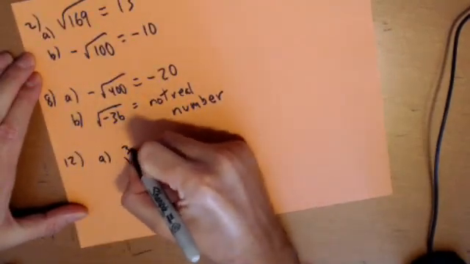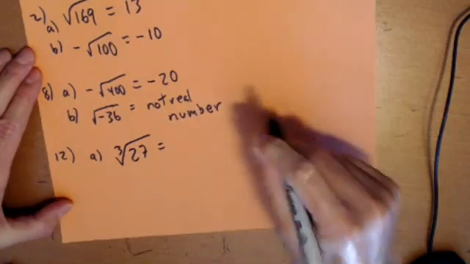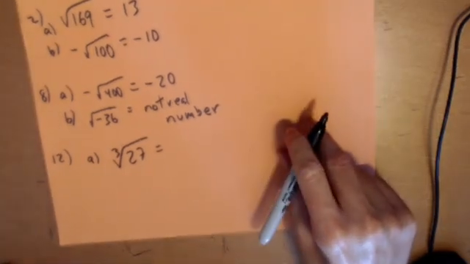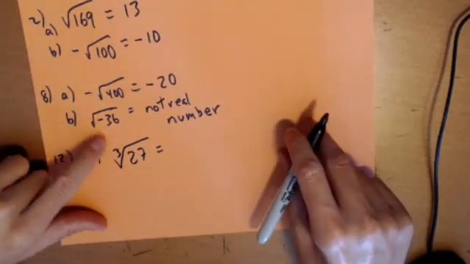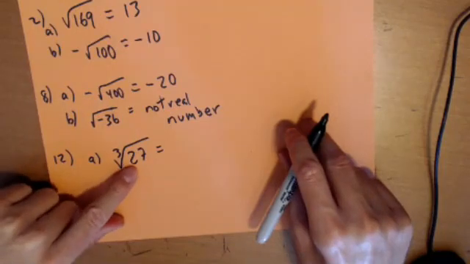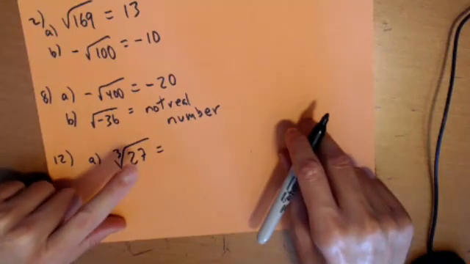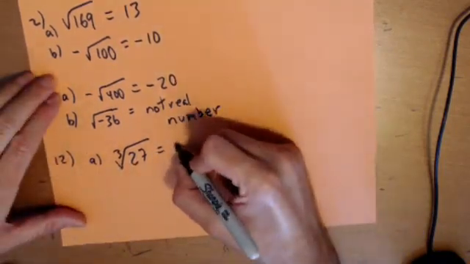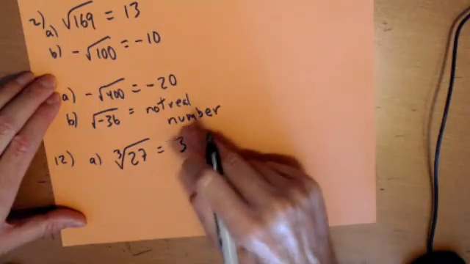A, cube root of 27. So, again, if you look back in the section, if you do the reading, they'll list a bunch of cubes. And we talked about this one. 3 times 3 times 3 is 27. So the cube root of 27 is 3. Because 3 cubed is 27.